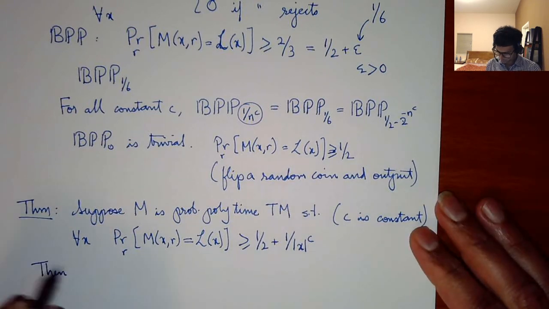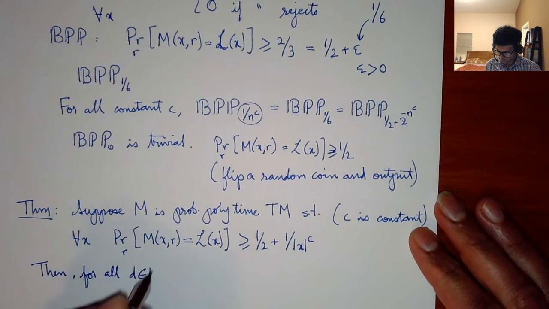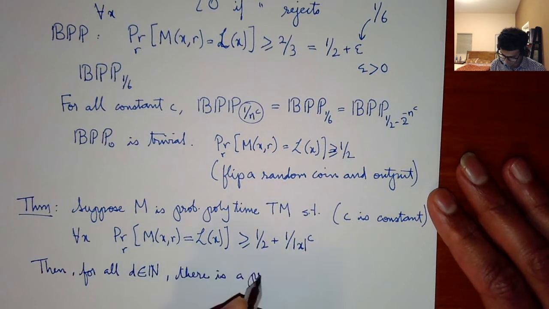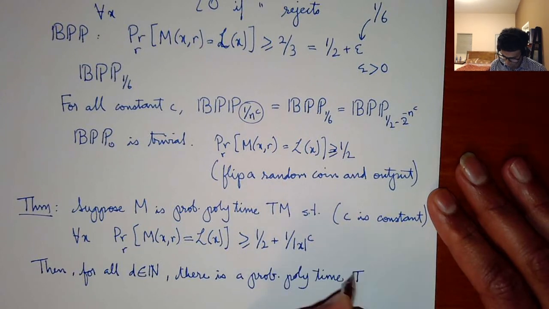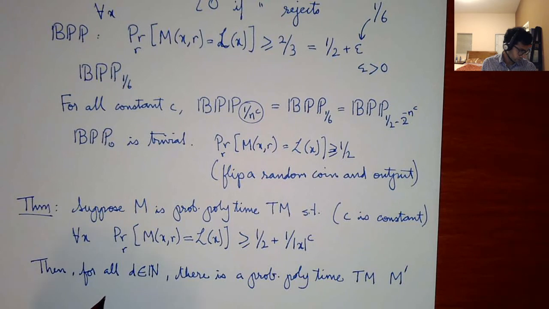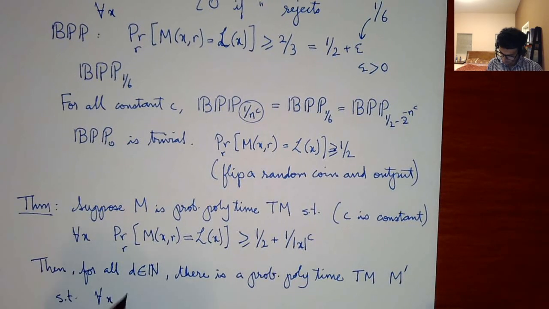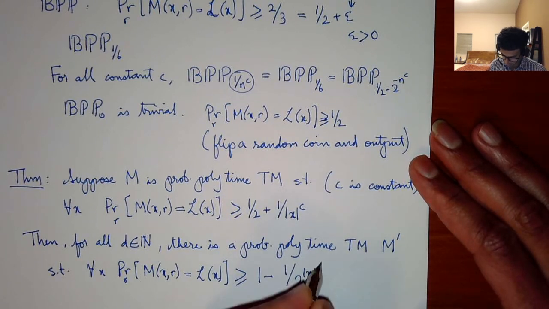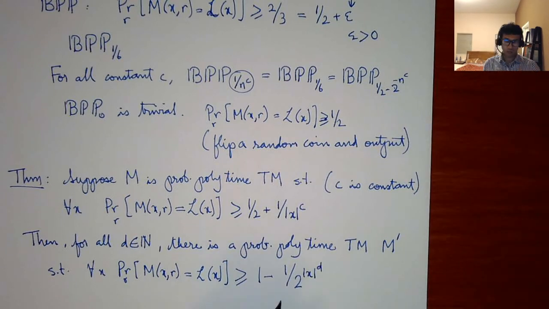Then, for all constants d, there is a probabilistic polynomial time Turing machine M prime, which is again the same form, such that for all x, the probability over R that M'(x, R) equals L(x) is at least 1 minus 1 divided by 2 to the |x|^d, which is exponentially small error. So we're able to get the error.